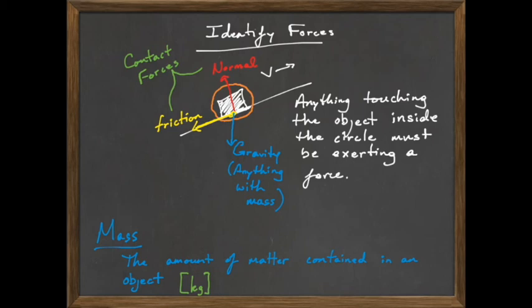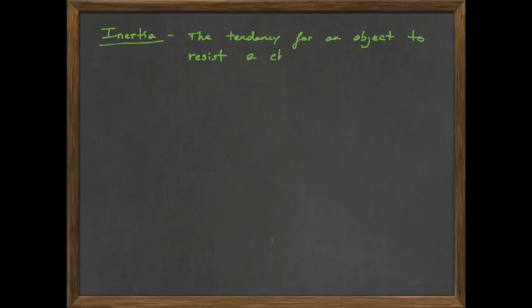Okay. Now, one of the other things we get after identifying mass, and this is something that Newton came up with, was something called inertia. Okay, so inertia is the tendency for an object to resist a change in its state of motion.